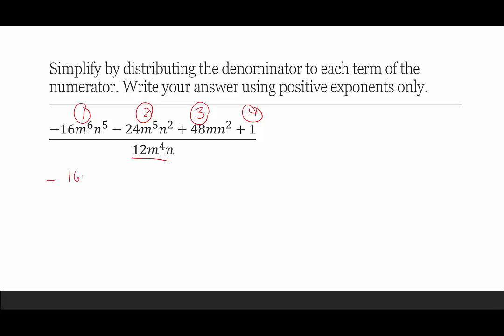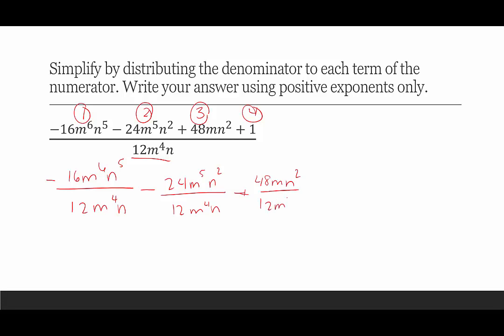We have negative 16m to the 6th n to the 5th over 12m to the 4th n, minus 24m to the 5th n squared divided by 12m to the 4th n, plus 48mn squared divided by 12m to the 4th n, plus 1 over 12m to the 4th times n.